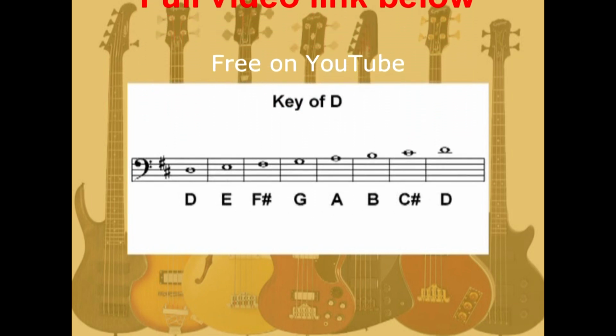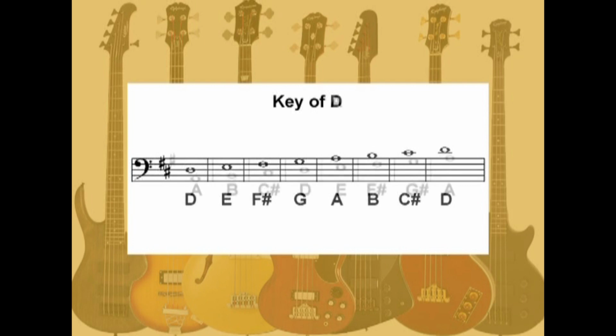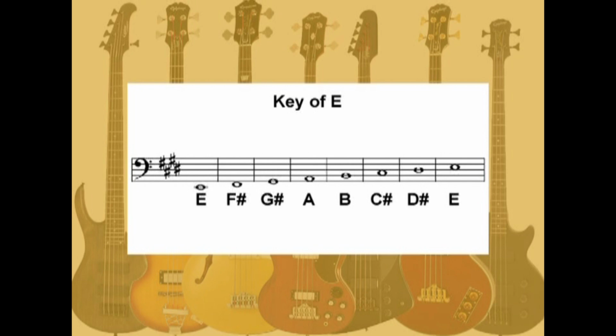A key signature with 2 sharp notes indicates the key of D, which uses the notes D, E, F sharp, G, A, B, C sharp, D. The key of A uses 3 sharps. The key of E uses 4 sharps.